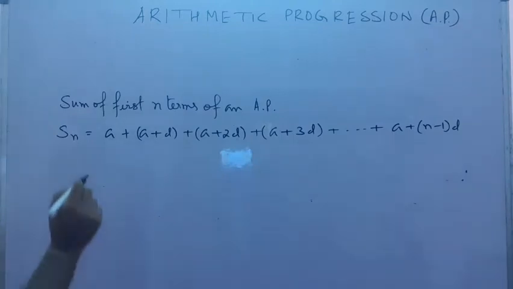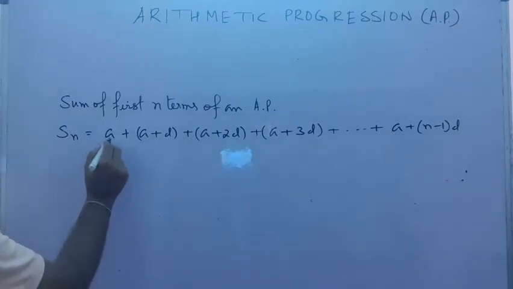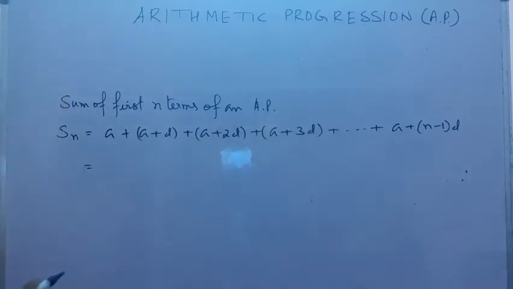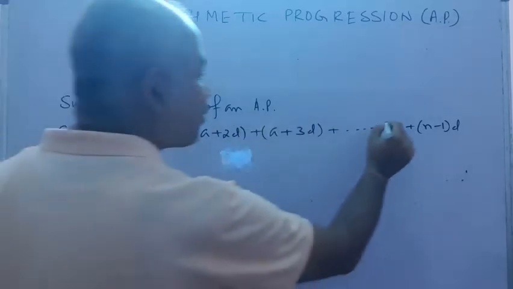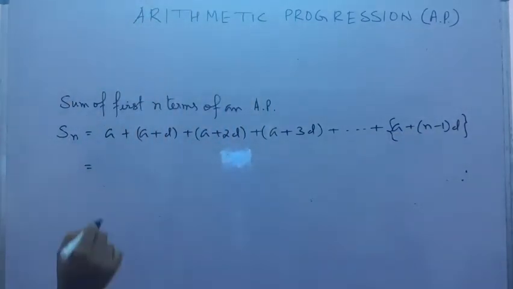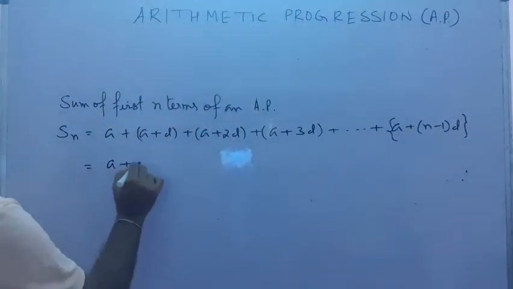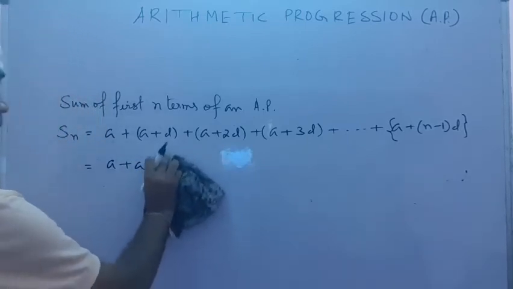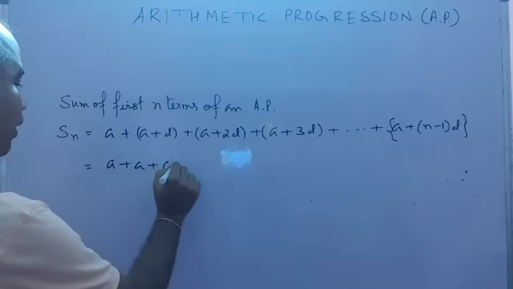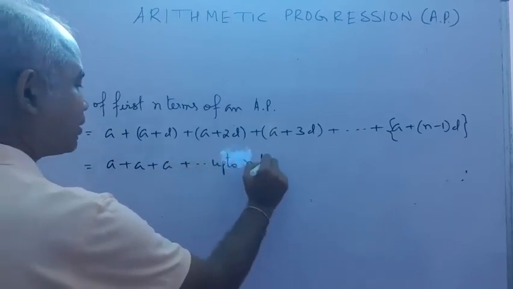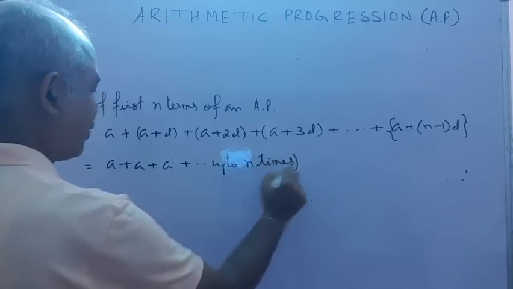Now see how many times you have added a. 1, 2, 3, 4 up to n number of times, because there are n number of terms. So you add a n number of times. That means a plus a, and so on, up to n times you add it.